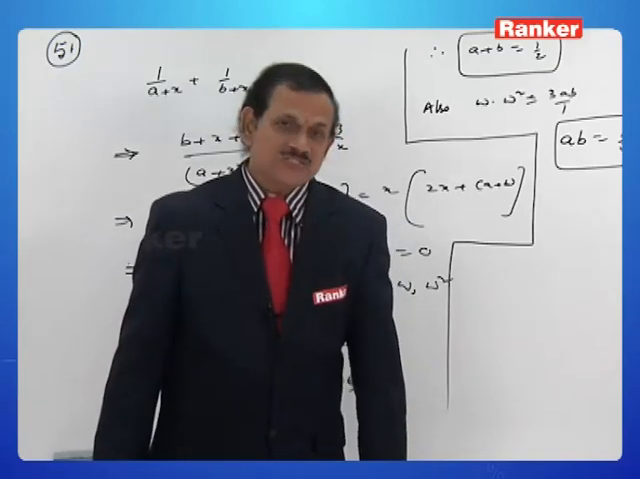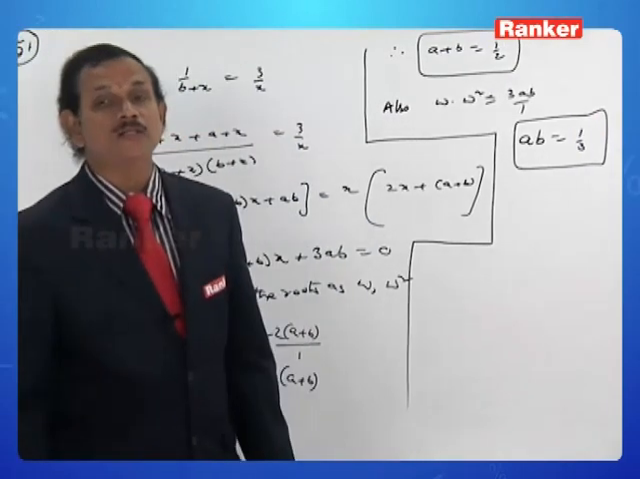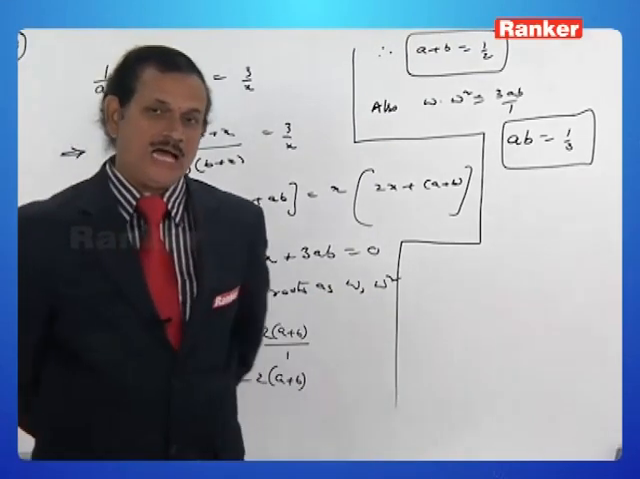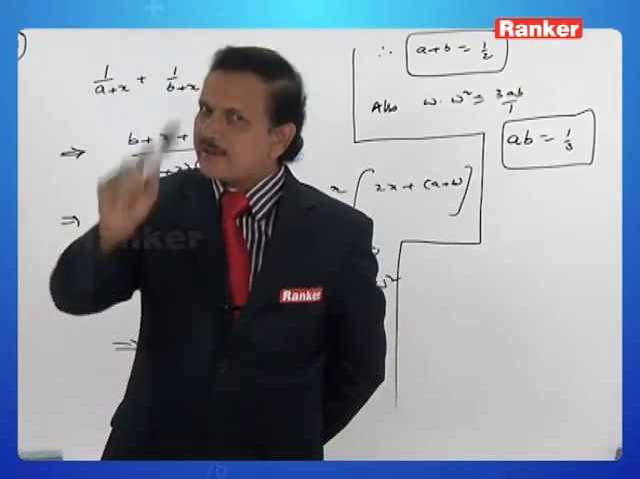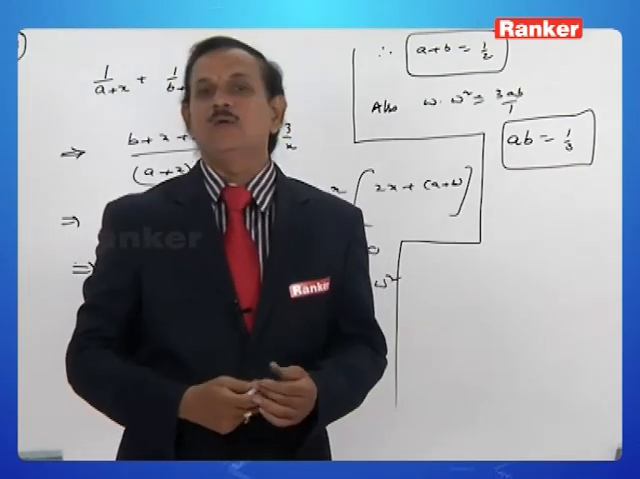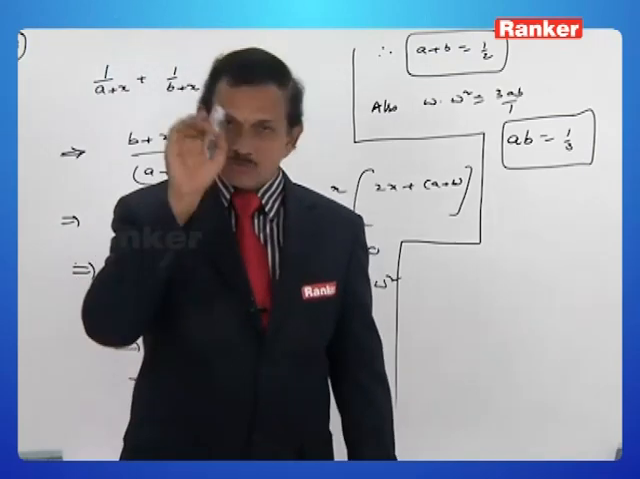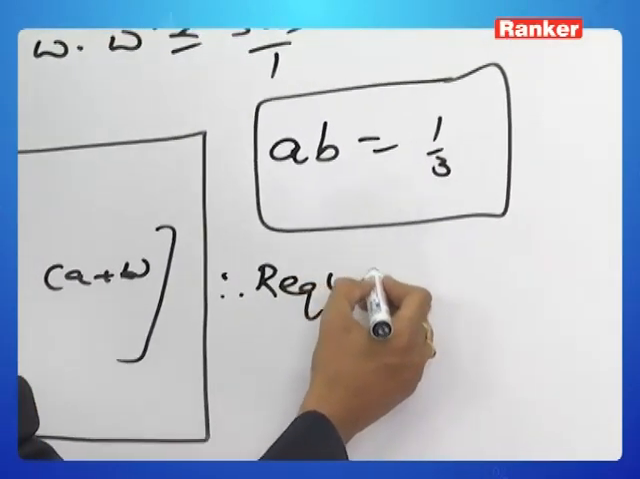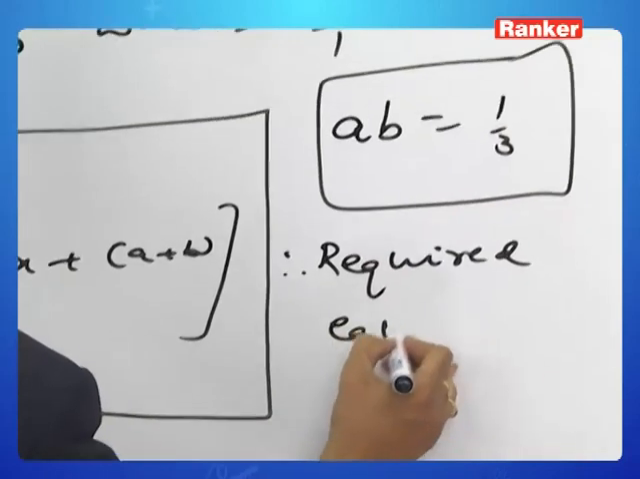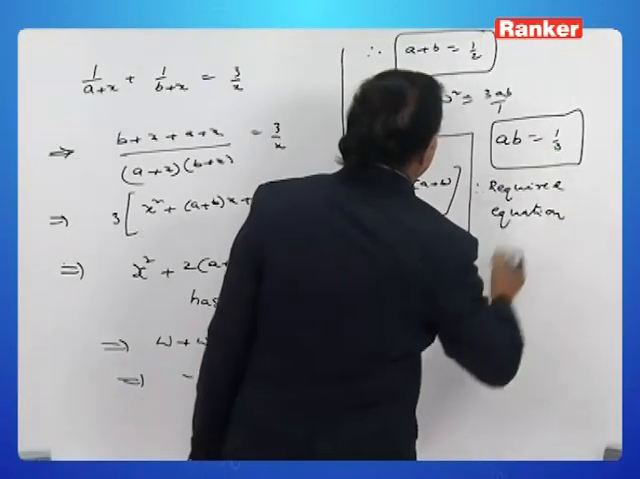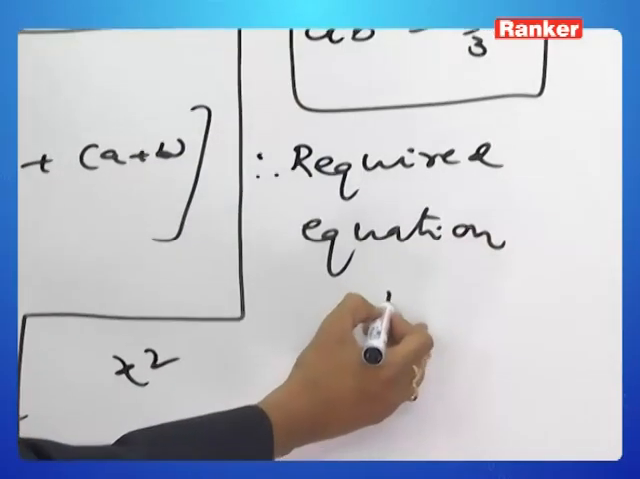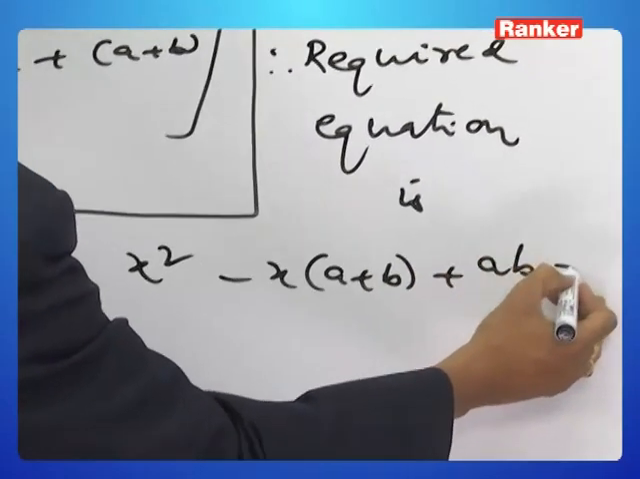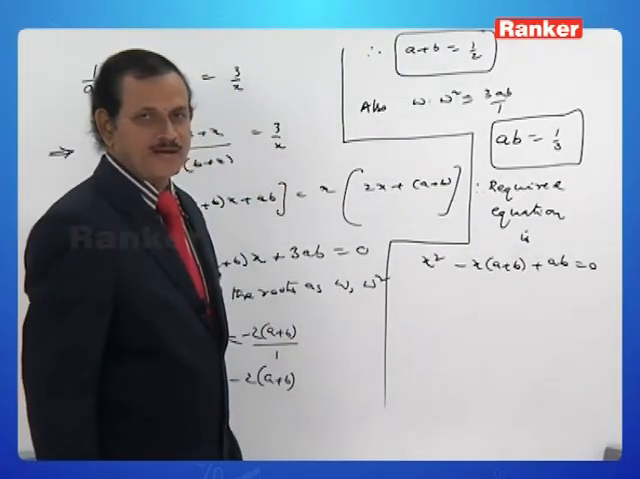Then, what is the question actually? a and b are the roots of. What does it mean? He is asking us to have the equation whose roots are a and b. So what is required actually? You are supposed to have the equation whose roots are a and b. Therefore, the required equation is, come on, a and b are the roots. What is the equation? x square minus x into (a + b) plus ab is equal to 0, from the knowledge of quadratic equations.